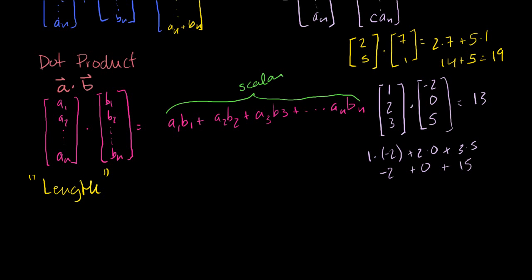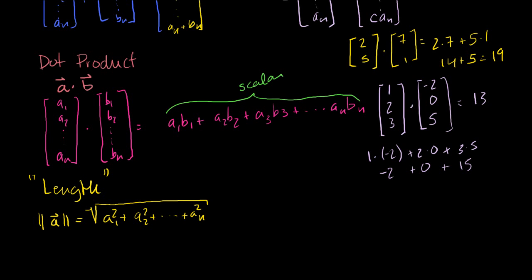So my definition: if I take the length of A, and the notation we use is just these double lines around the vector, the length of my vector A is equal to, and this is a definition, the square root of each of my components squared, added up: A1 squared plus A2 squared plus all the way to plus AN squared. And this is pretty straightforward.